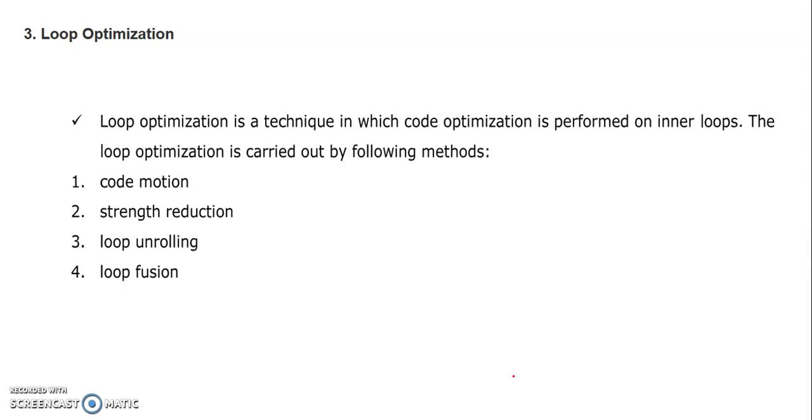Next type of machine independent optimization is loop optimization. Loop optimization is a technique in which code optimization is performed on inner loops. Various techniques are available in loop optimization. One is code motion, second is strength reduction, third is loop unrolling, fourth is loop fusion. We have already discussed code motion and strength reduction.